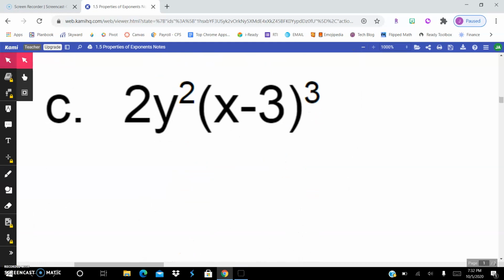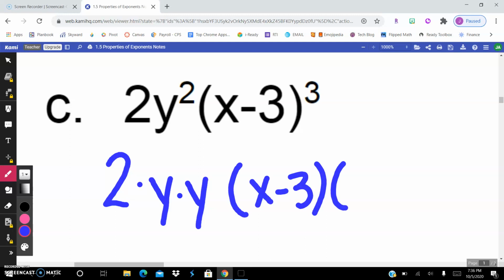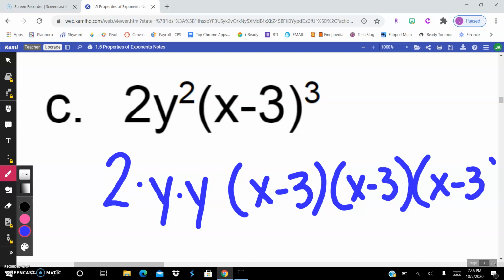Next we have 2y squared, and then x minus 3 in parentheses raised to the third power. So we have two different things being raised to exponents here, so we have to expand both of them. So we have that 2 out front, and then we have y squared, and y squared just means y times y. Then we have x minus 3 in parentheses. We have 3 of the x minus 3's, so we have to write x minus 3, x minus 3, and x minus 3. And that's being multiplied as well there.